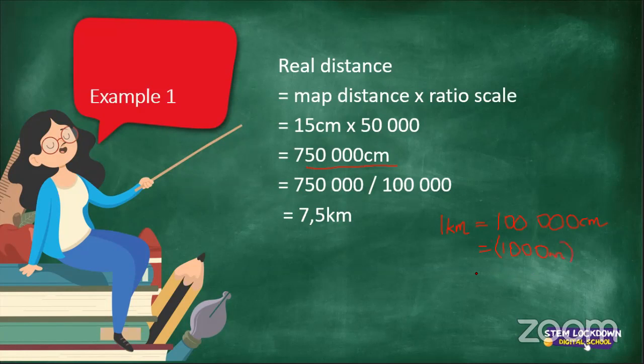And keep in mind that 1 meter is equal to 100 centimeters, right? So when you're converting kilometers to centimeters, you now have 1, 2, 3, 4, 5 zeros. Right? So it's equal to 100,000. Right?